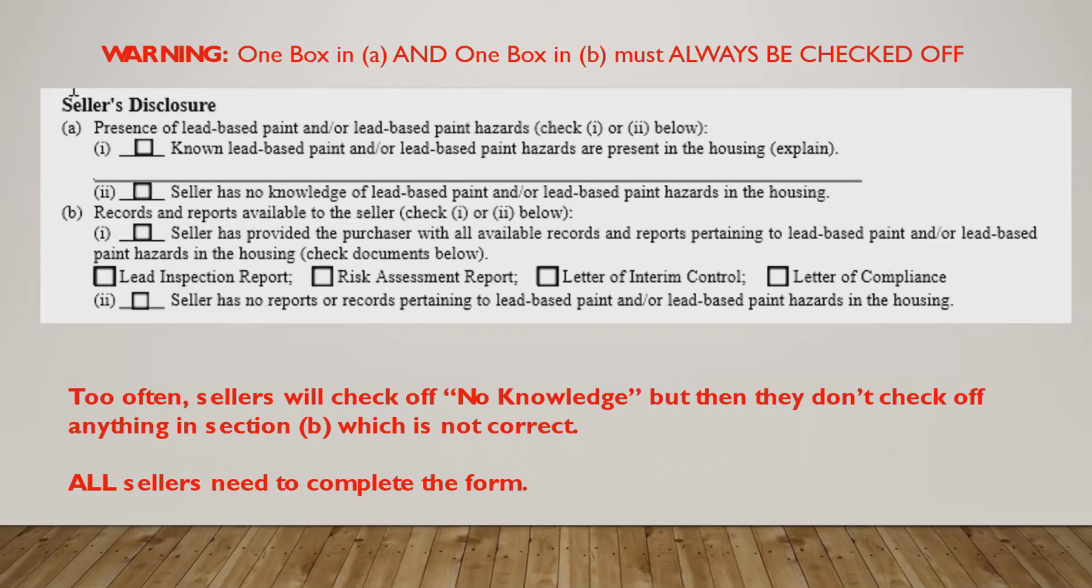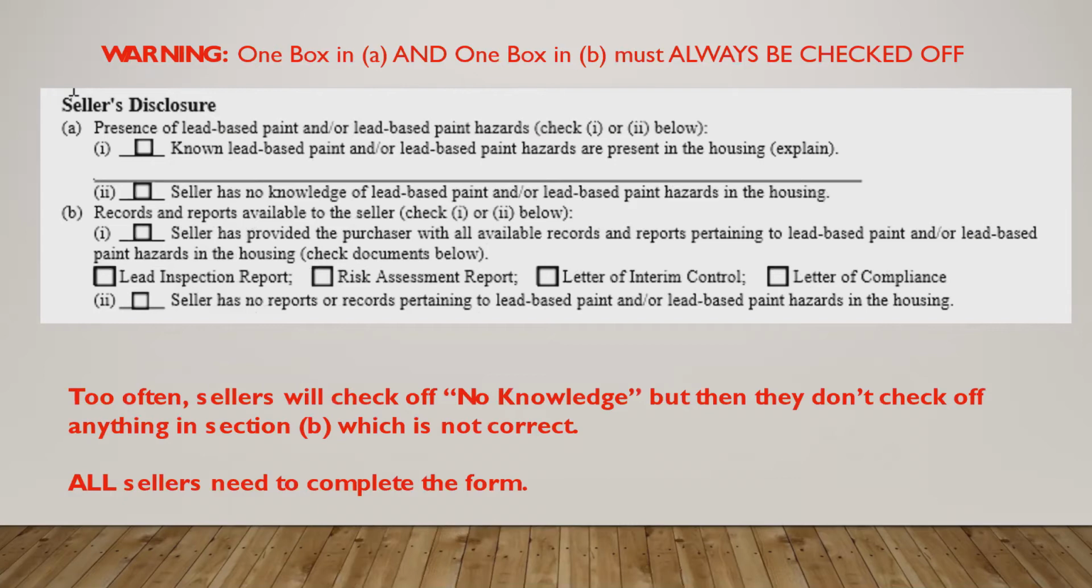The next section of the form is the seller's disclosure. Again, the seller must always complete the form before the buyer can complete the form. Warning here: always remember that there needs to be a box checked off in section A and a box checked off in section B at all times. One of the boxes in A and one of the boxes in B must always be checked off by the seller. It is not either A or B. It is always A and B, and there are multiple options under A and B, but always one box in A and one box in B must be checked off.